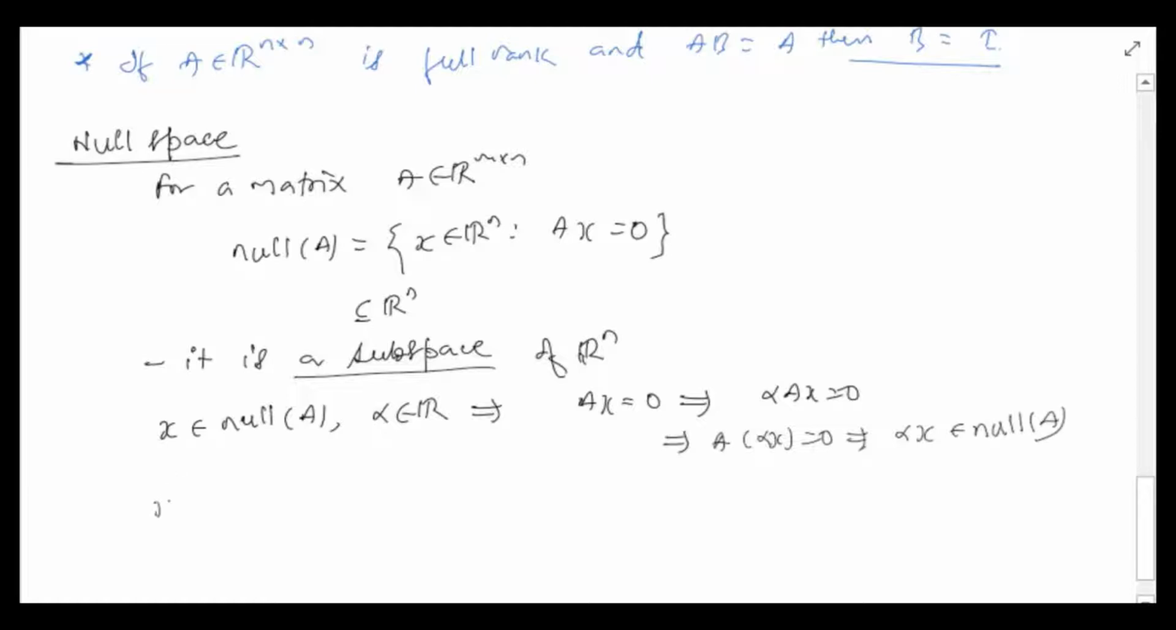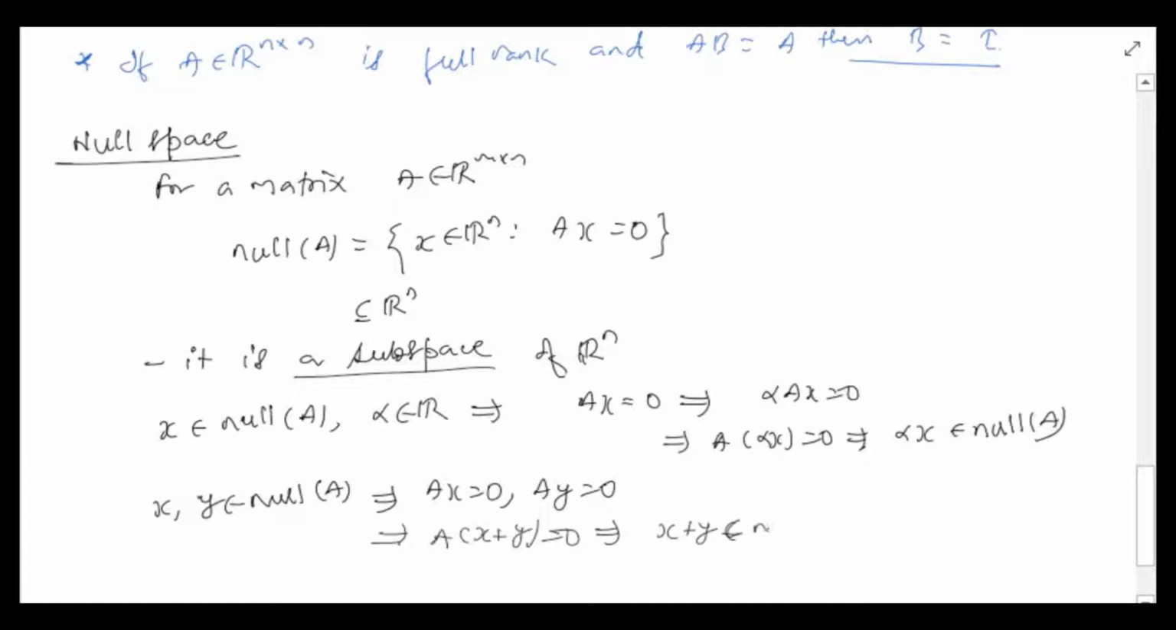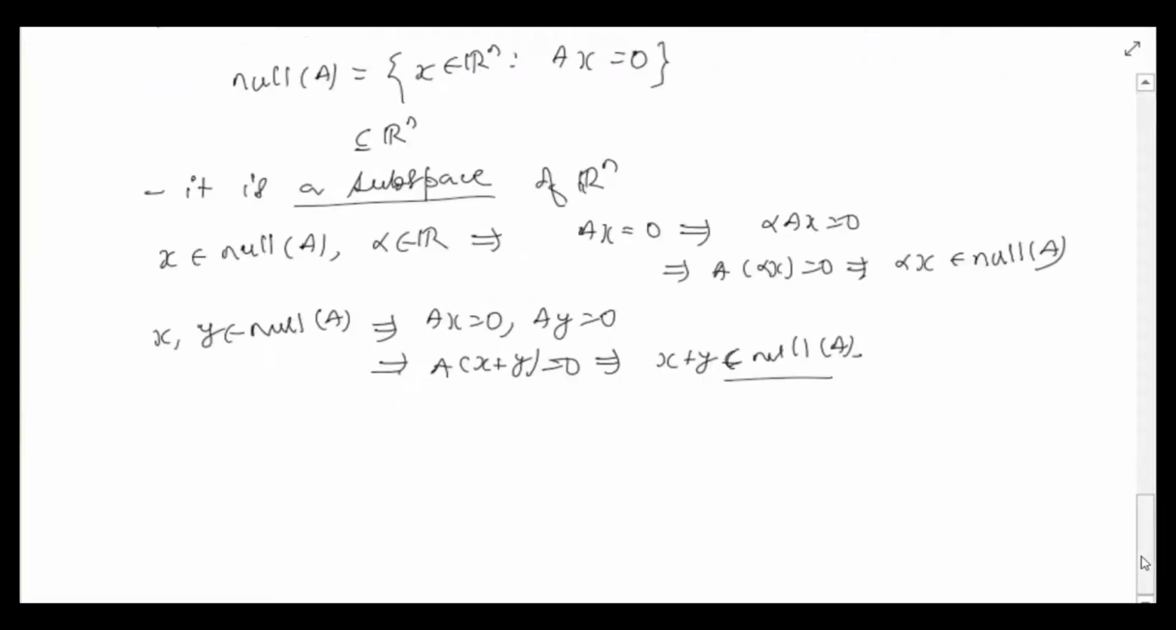Similarly, we have to establish that if x, y are in null of A, then x plus y will also be in null of A. Let's verify this property as well. The fact that x and y are in null of A implies that A x is equal to 0 and A y is equal to 0. This implies that A(x plus y) is also equal to 0, which in turn means that x plus y is in null of A. This way we have easily verified that null of A is indeed a subspace of Rn.